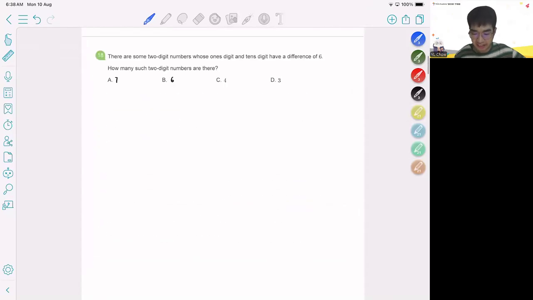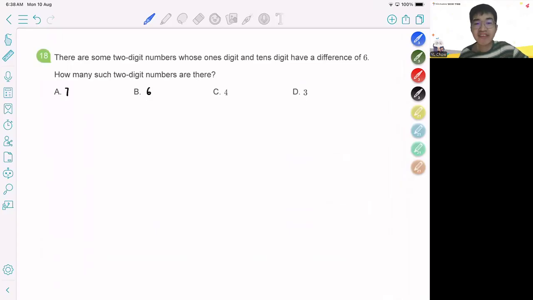Question 18 is asking, there are some two-digit numbers, let's underline the keywords. There are some two-digit numbers whose ones digit and tens digit have a difference of 6. How many such two-digit numbers are there? Now, Teacher Yong Lam would like to clarify. At first, there was a mistake in the question, so I have updated the choices. With the new set of choices here, can you find the correct answer?